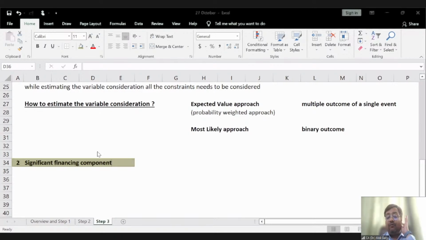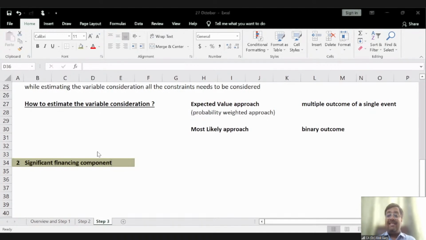Then we are required to calculate the significant financing component. The finance component is the difference between the price of the goods and services transferred and the actual consideration received by the entity.